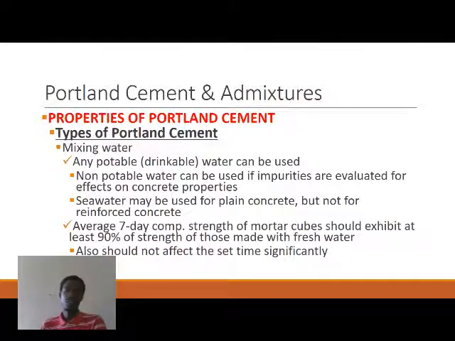Mixing water. For water used to mix, any potable drinkable water can be used. And if you're going to use water that is not potable, you need to carry out tests for impurities. Remember we talked about alkaline reactivity when it comes to aggregates, and it affects cement too, where you begin to see some reactions on the wall, more or less like cracks.